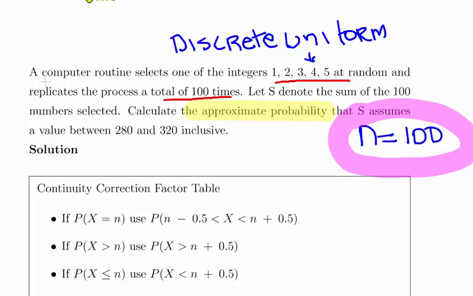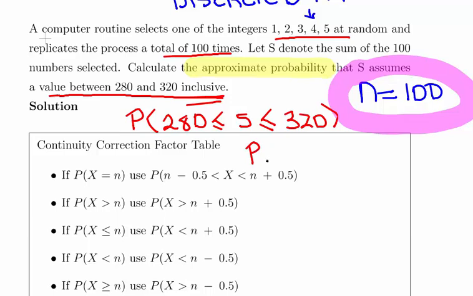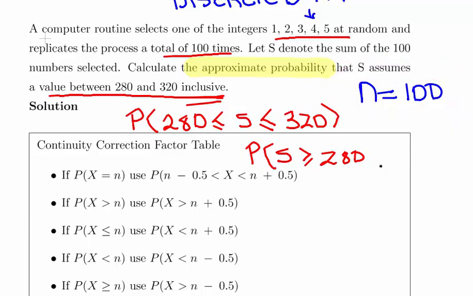Also, what we're told here is assuming a value between 280 and 320 inclusive. So that's asking us for a probability of 280 less than or equal to S less than or equal to 320. Now, if we were to break that up a little bit more, probability of S being greater than or equal to 280, and S less than or equal to 320.